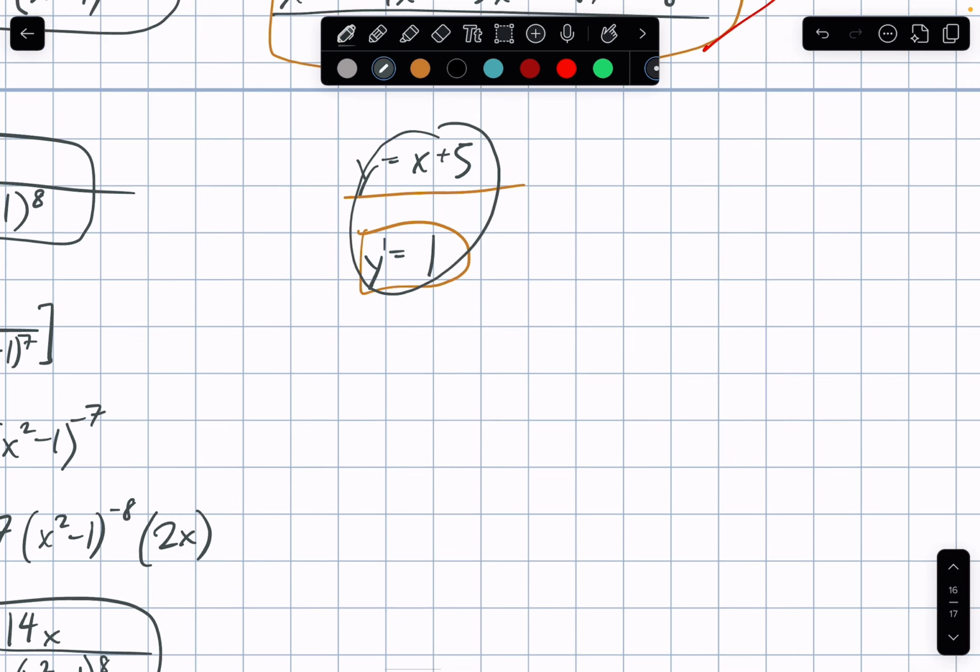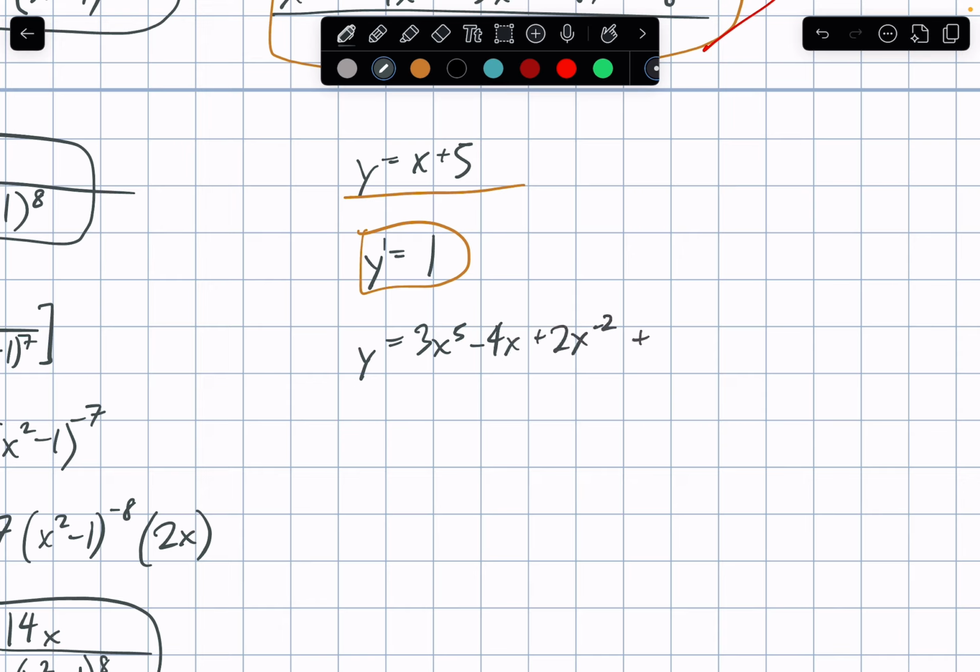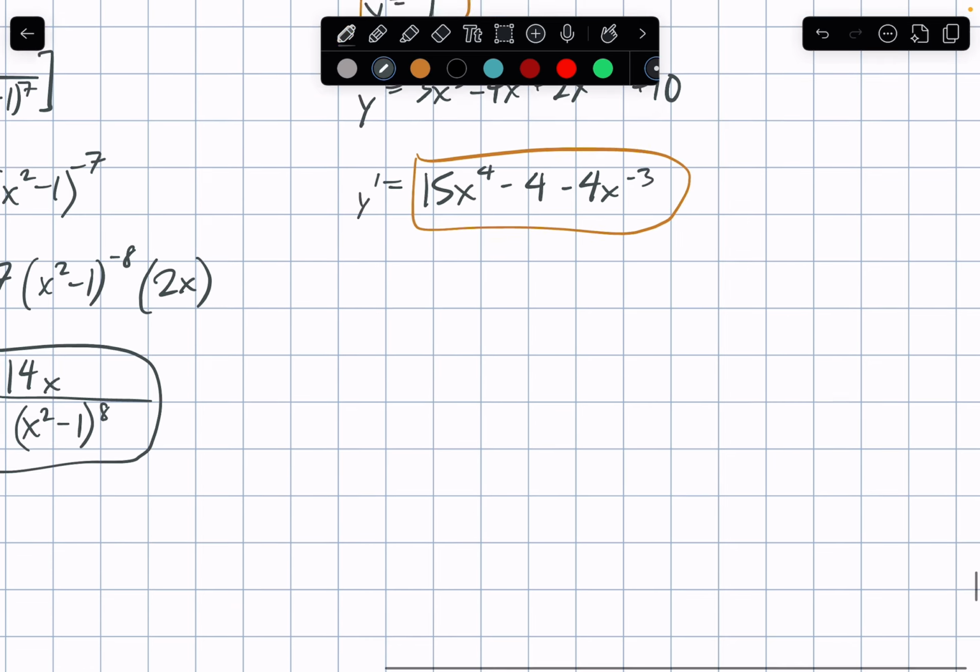So this is the answer for that. Very easy. Next. Power rule. So this is the answer already. Next.